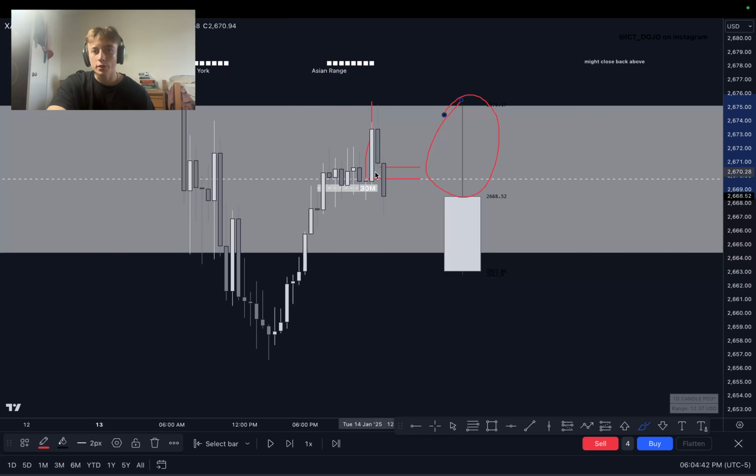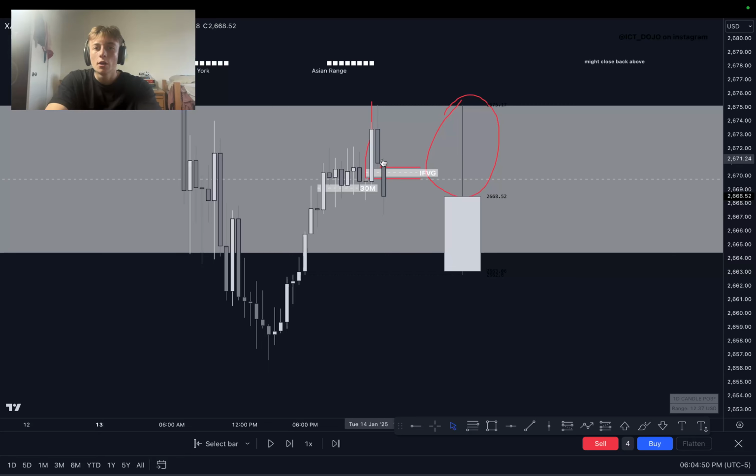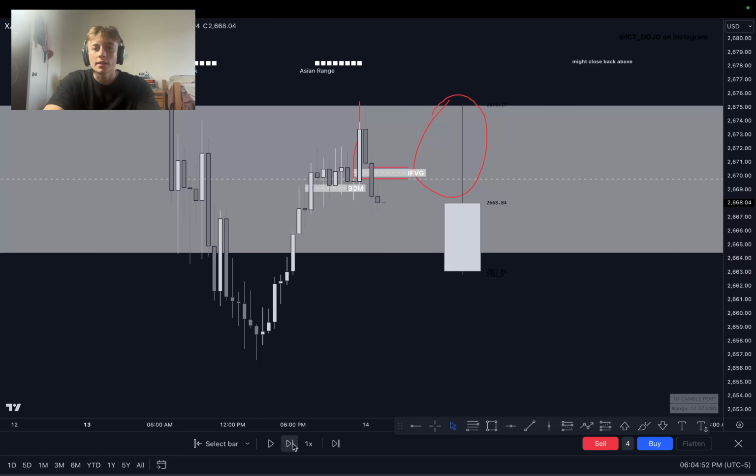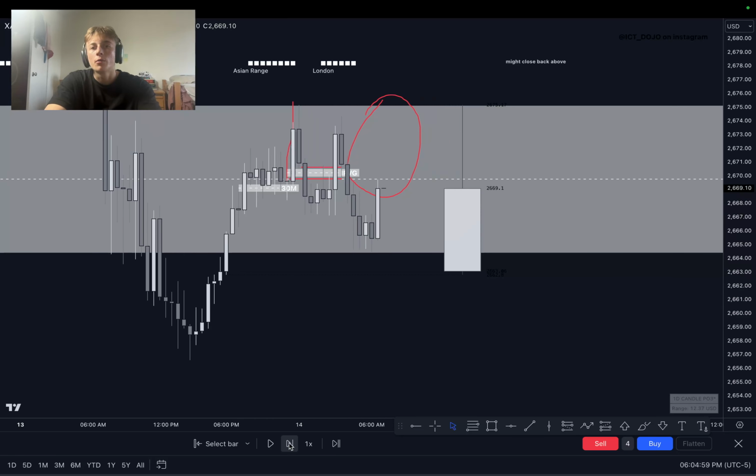So we close below the fair value gap. This is yet another 30-minute fair value gap. And when we close below it, this is an IFEG, and I would use this confirmation to go lower. In this case, that isn't what actually happened. We ended up consolidating a lot more than expected, and no real move happened, at least not from the target that we were looking for during Asia session.